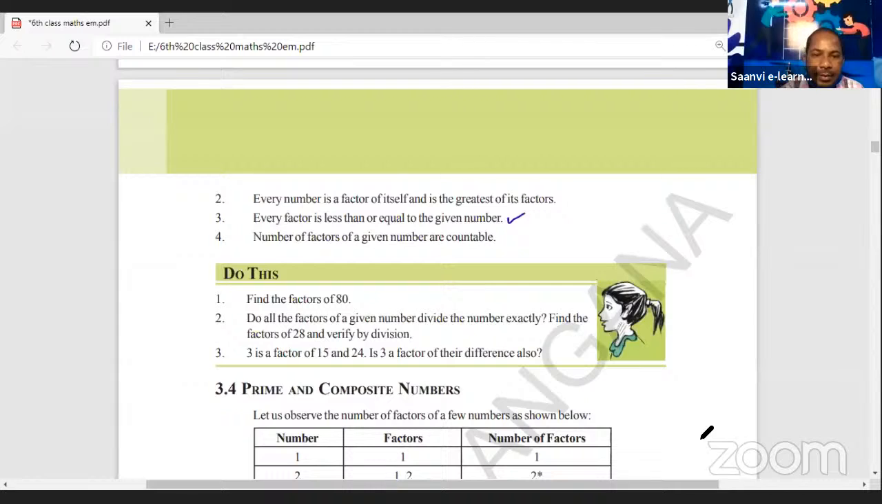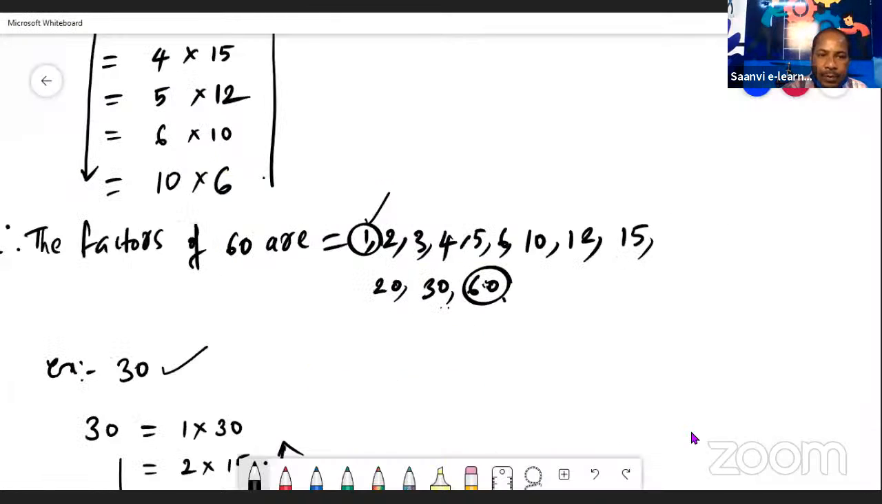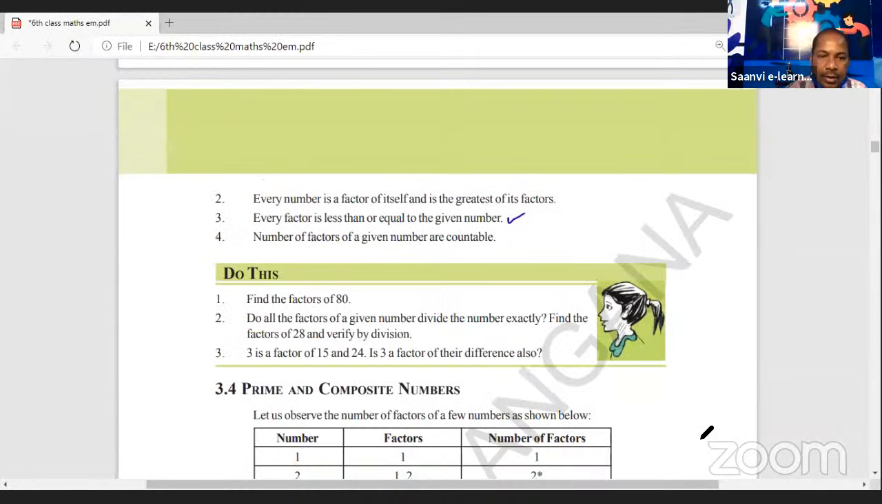Okay, and the next point: the number of factors of a given number is countable. It means there is a possibility to count the factors. Suppose we found here the factors of 60. We can count these factors now easily: 1, 2, 3, 4, 5, 6, 10, 12. Okay, we can count these factors very easily, right? So we can say that the factors of every number are countable, right, children?